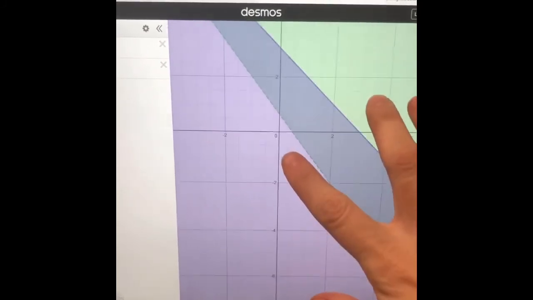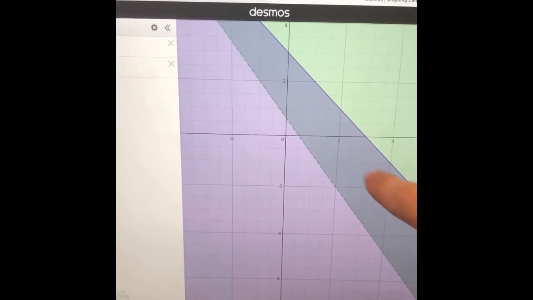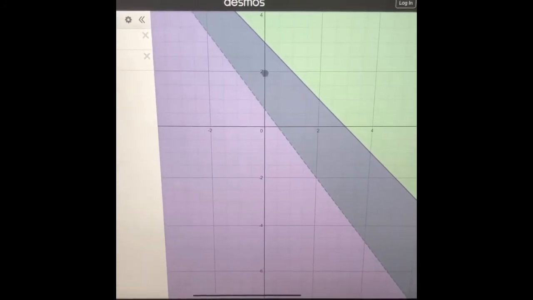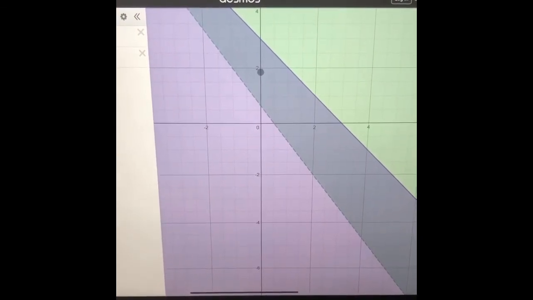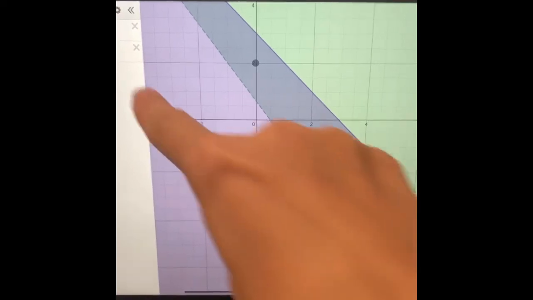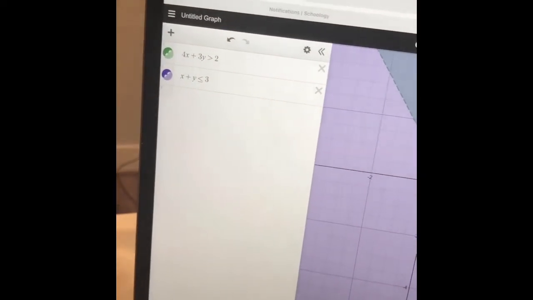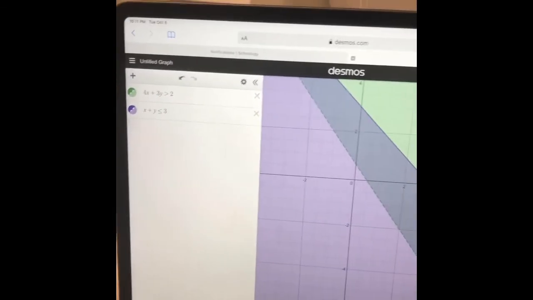And you can see that this part in the middle where they overlap, all of these points are solutions to both inequalities, right? So if we were to look at this point right here, 0, 2, this point would be a solution to both inequalities, the top one and the bottom one. We'll get more into that next class. But that's it. You just need to know how to graph them today.